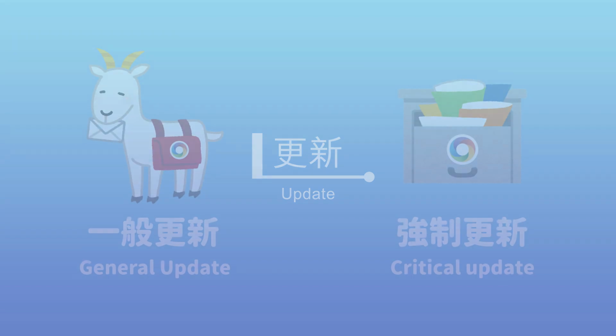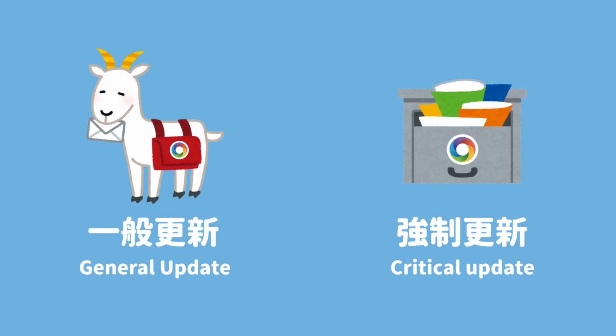Update. There are two methods of updating: General Update and Critical Update. Critical Update is an important update that needs to be installed for access. General Update includes program revisions or new feature additions.